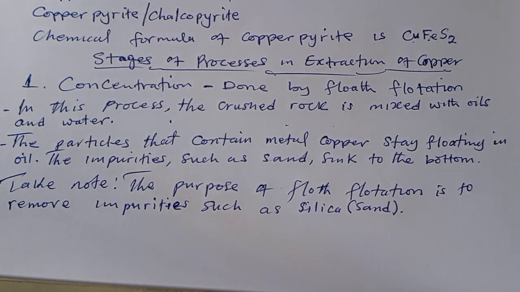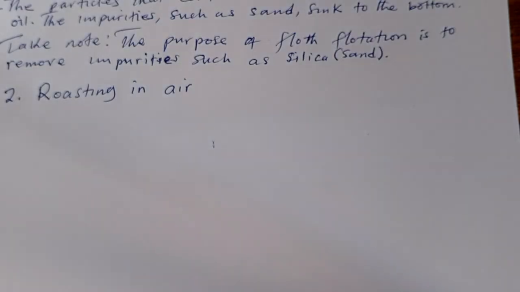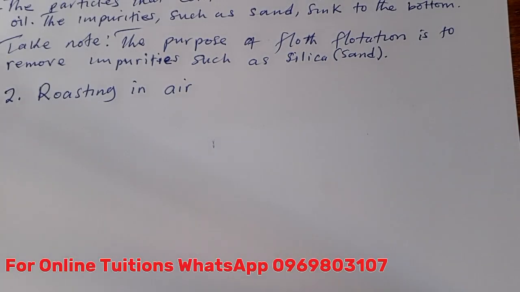Now stage 2 is roasting in air. What happens in this process of roasting in air? The ore of copper, which is the rock that contains copper, is roasted strongly in air. The purpose of this process is to remove sulfur. That is the purpose of roasting in air.